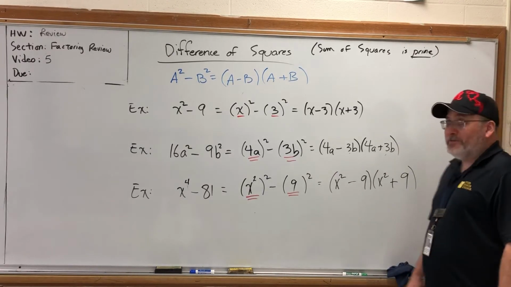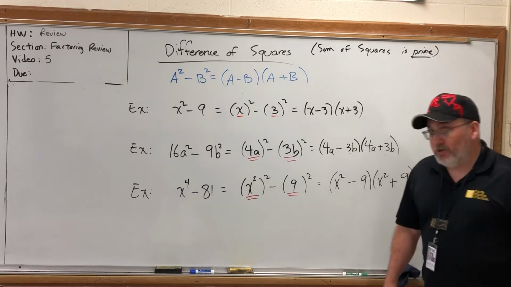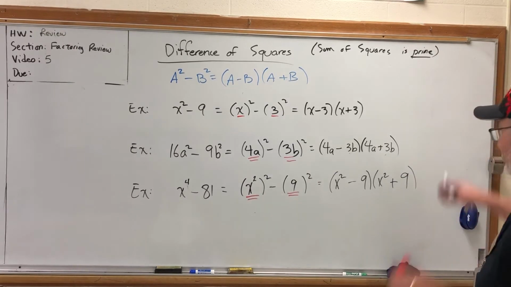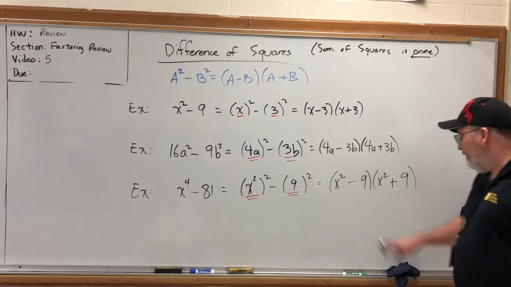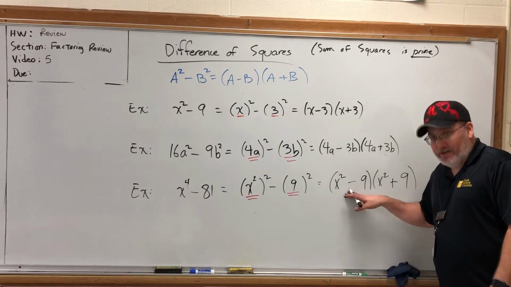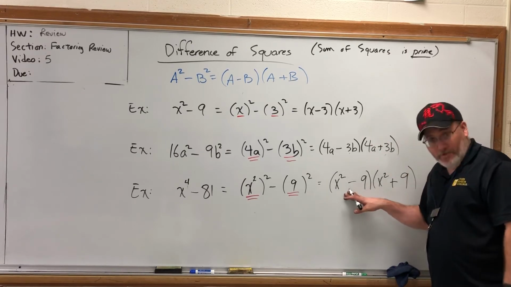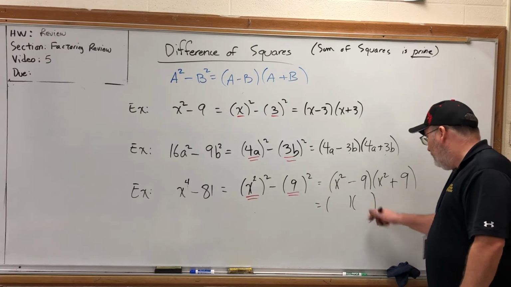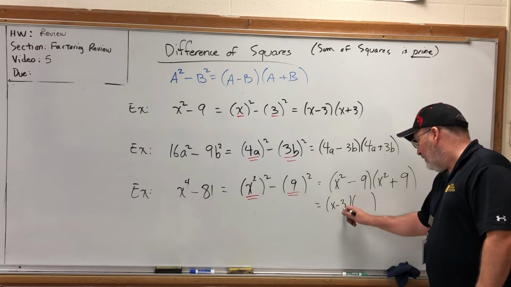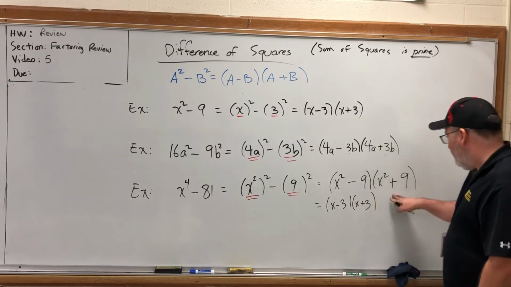So here's one of the things about factoring. It ain't over till it's over. In other words, if there's any factor that can factor further, you're expected to follow through. This is not only a difference of squares, it's the first problem that we did. So you would be expected to go, wait a minute, you can go into x minus 3 and x plus 3. What about this guy?